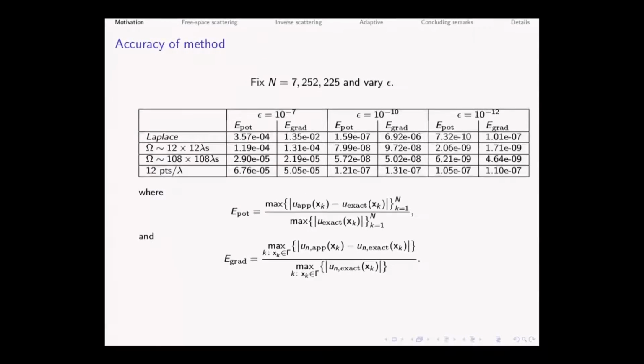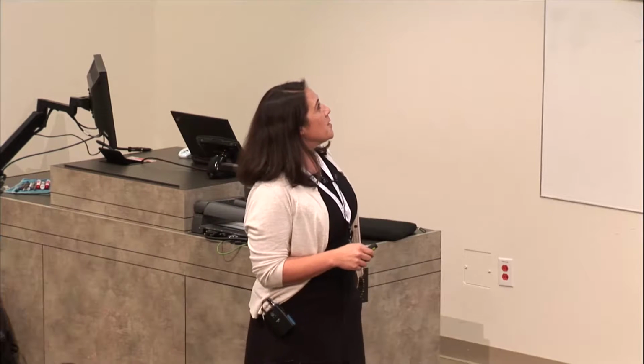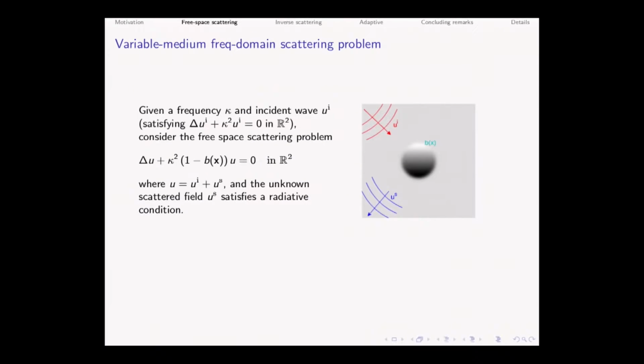Okay, some of you think that's cute, but I said that I was going to solve variable media problems, and I promise we're going to see some. So now we're going to look at free space scattering problem. So here I'm sending in an incident wave to the variable media, and we're recovering the scattered field. And so that's characterized by this free space Helmholtz problem, where here's the total field. So here's the incident field, and you add the scattered field. The scattered field is our unknown.